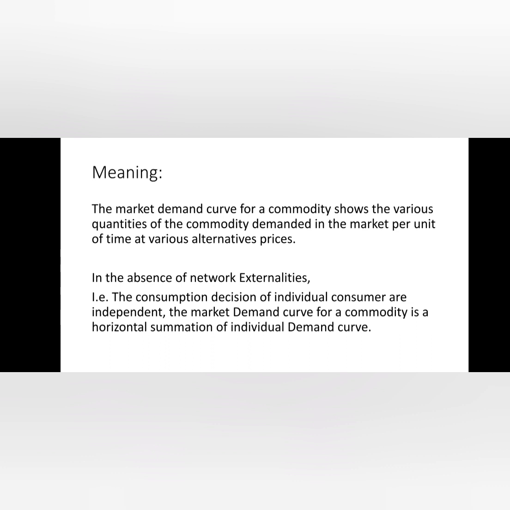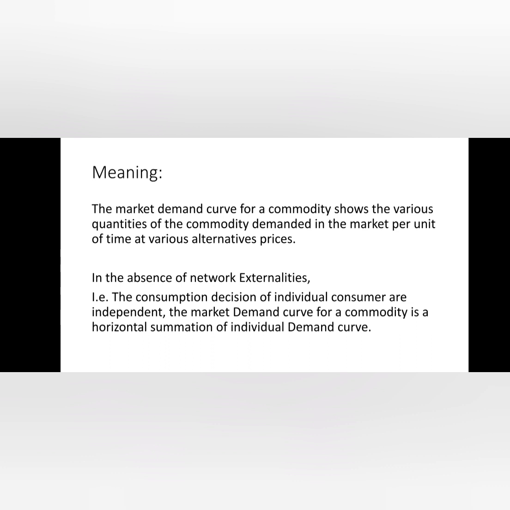मार्केट डिमांड कर्व क्या शो करता है? कमोडिटी, जो कि वेरियस क्वांटिटीज ऑफ द कमोडिटी डिमांडेड इन द मार्केट पर यूनिट। So you can see here that there are various alternative prices from commodity to commodity. Prices change. Prices are not the same for all.